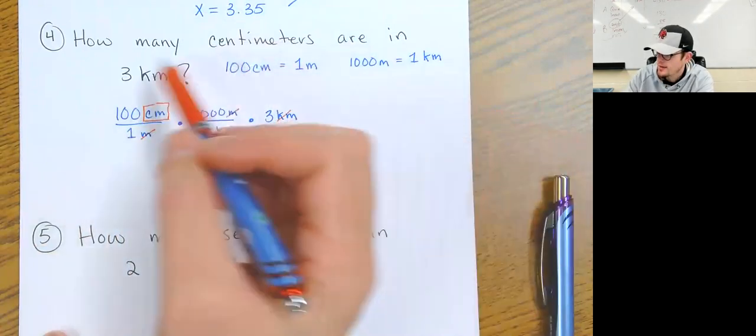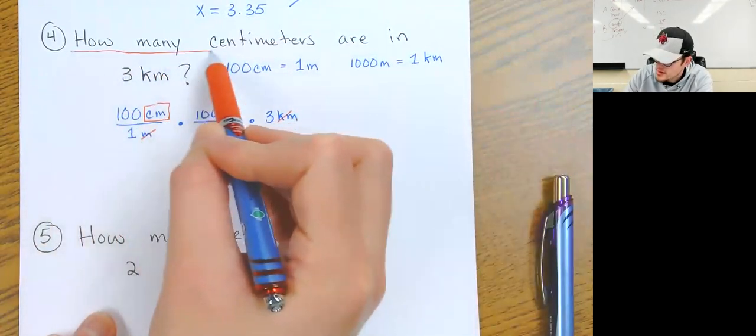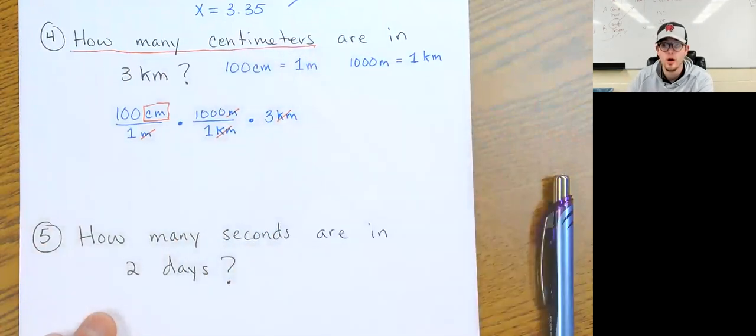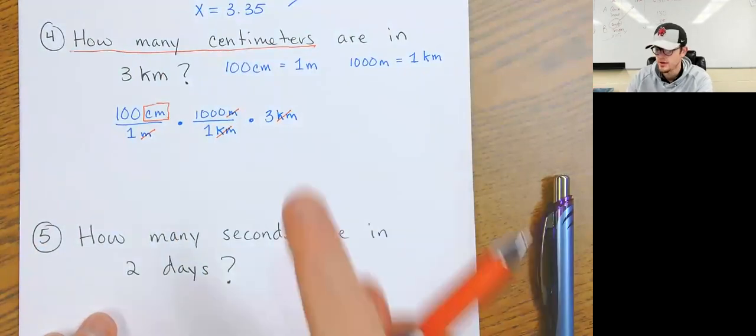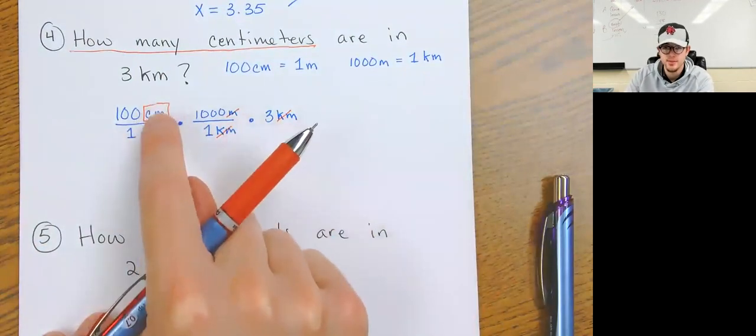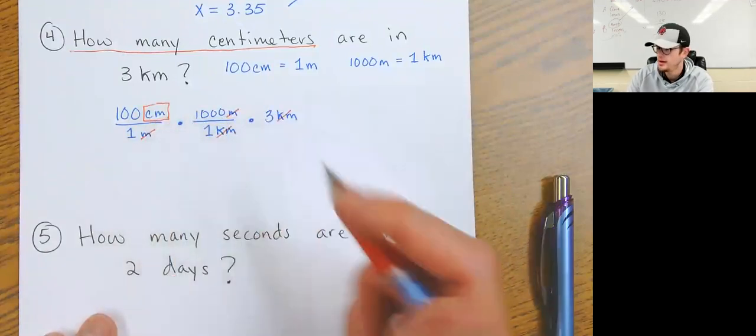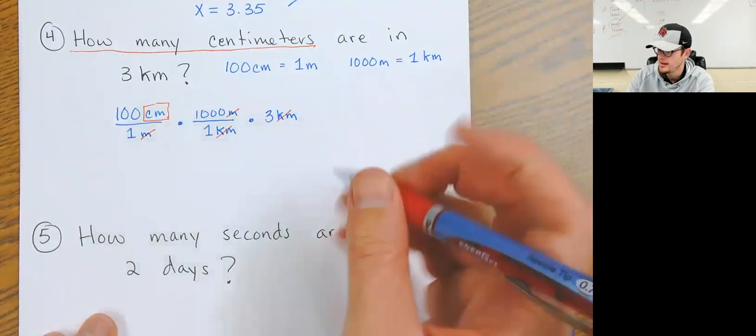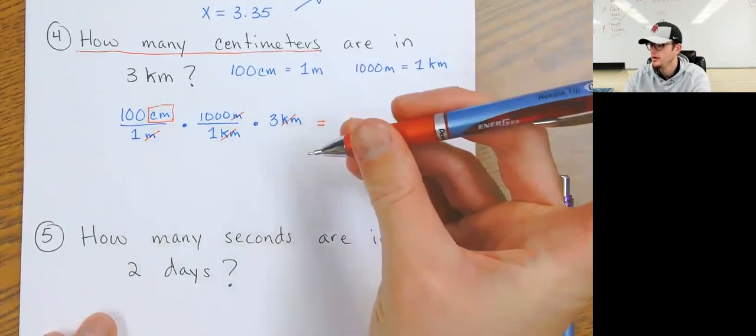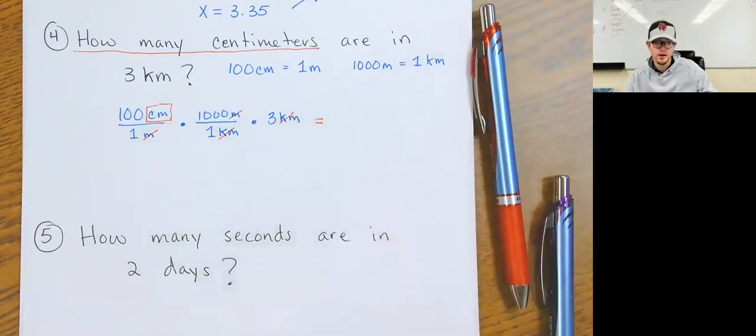And I'd refer you back to here, that's the units that we want. We wanted to convert it into centimeters. We want to convert those 3 kilometers into these centimeters. So if I multiply this all out, we should get, so let's put an equal sign, how many centimeters there are in 3 kilometers.